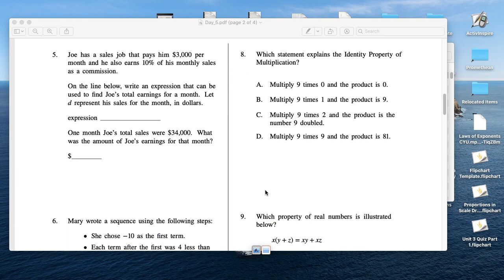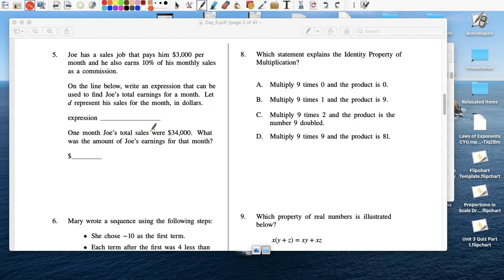Joe has a sales job that pays him $3,000, plus 10% of his monthly sales as a commission. Write an expression for Joe's earnings for the month. Let D represent his sales for the month in dollars. So hang on a second. His earnings would be the $3,000 that he makes, plus 10%, or 0.10, times whatever he sells. Okay, so that would be the expression that we use.